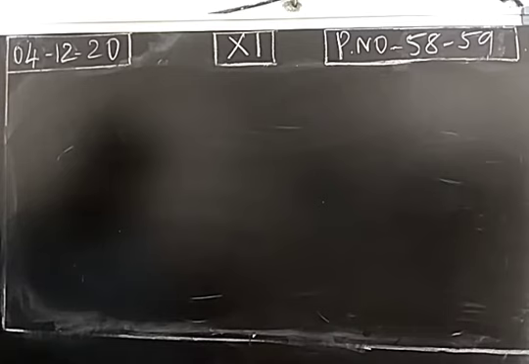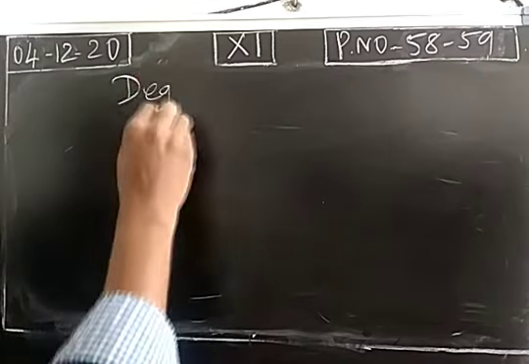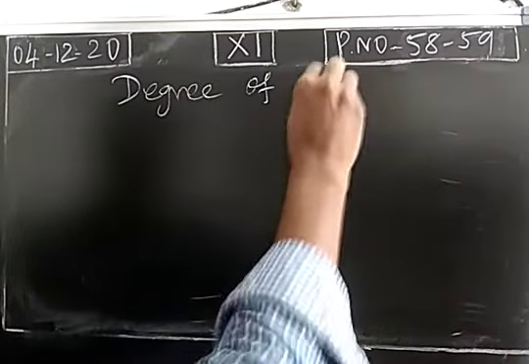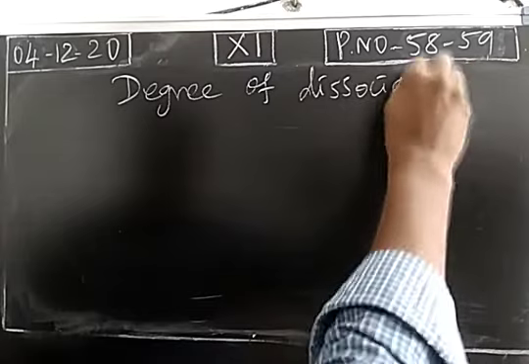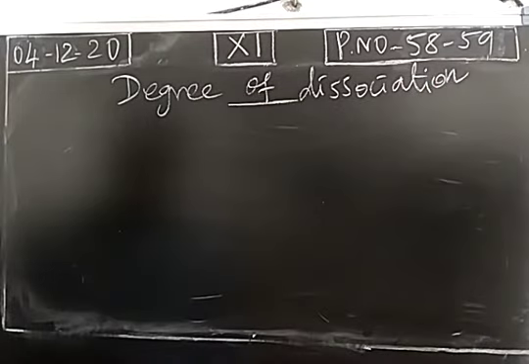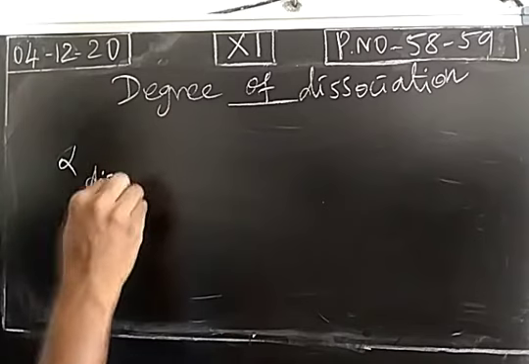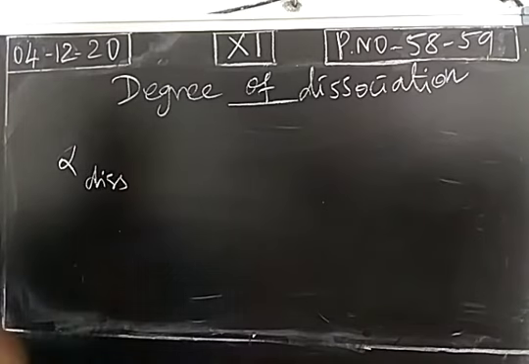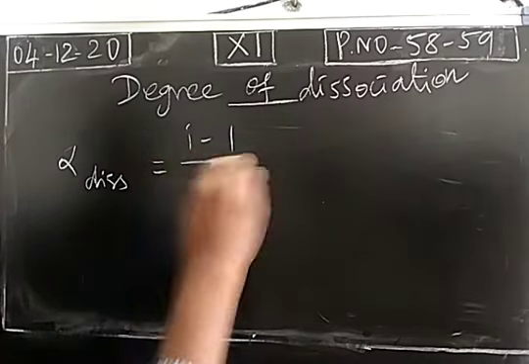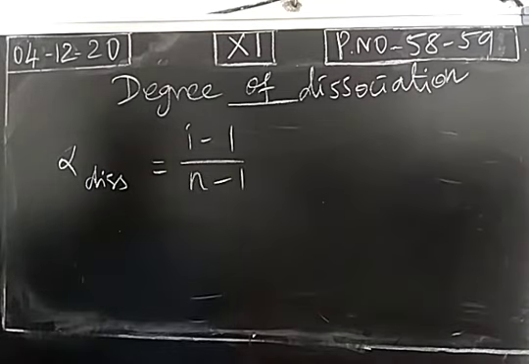Next, degree of dissociation and degree of association, and how they are related with van't Hoff factor. We have degree of dissociation, which describes how a solute dissociates. The symbol for degree of dissociation is alpha. Degree of dissociation alpha is related with van't Hoff factor as i minus 1 divided by n minus 1. Here i is the van't Hoff factor and n is the number of particles in the solution.